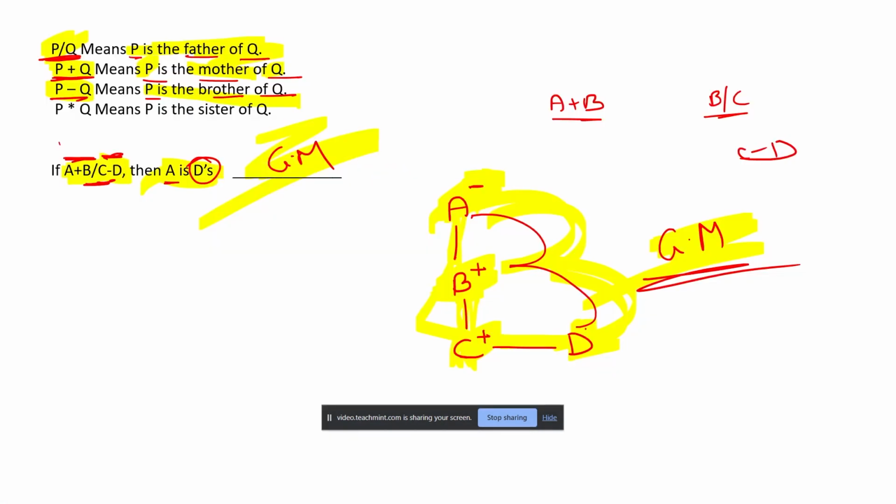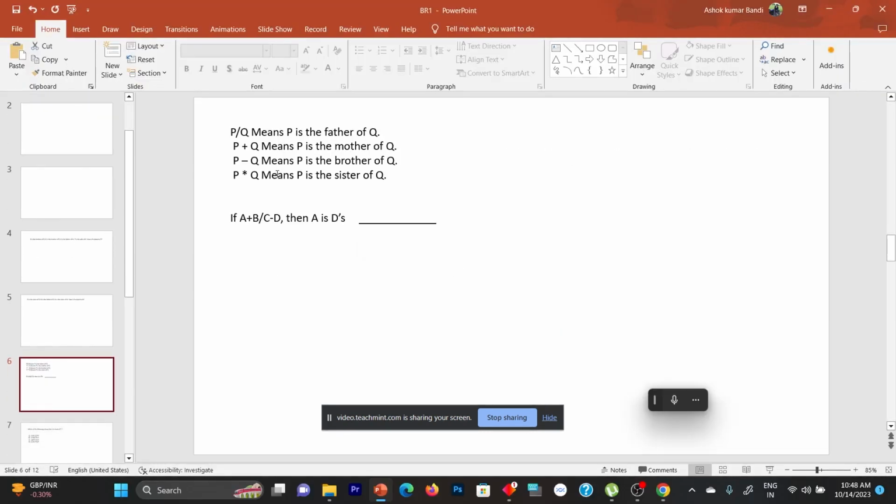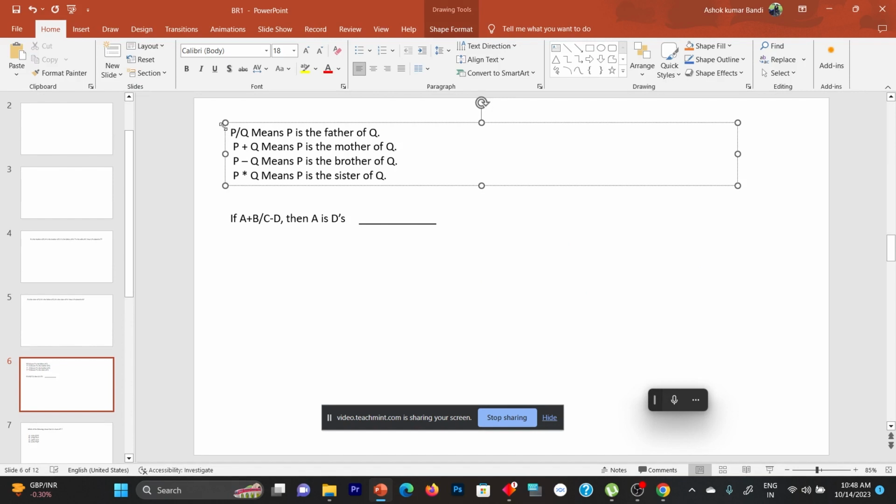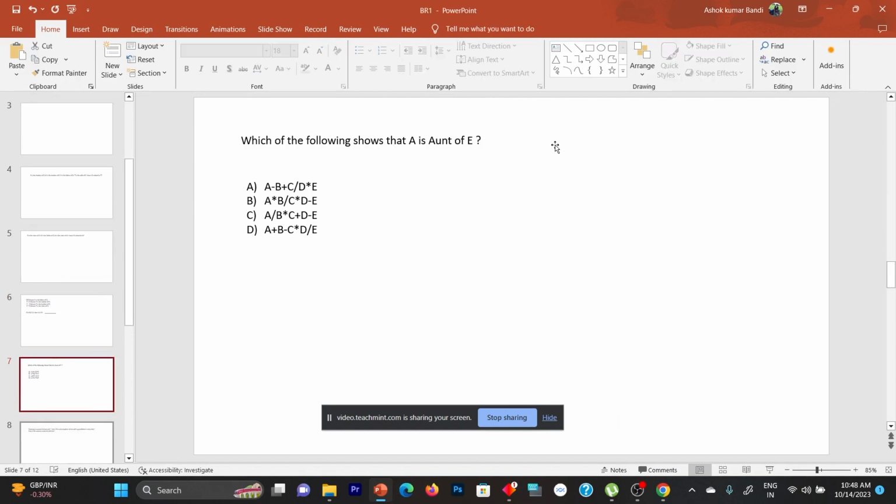Okay, now follow the same symbols. I will do one thing, just copy paste the problem so you get a better idea. Just wait one second. Guys, please turn on the mic. Whoever is speaking, please try to turn off.